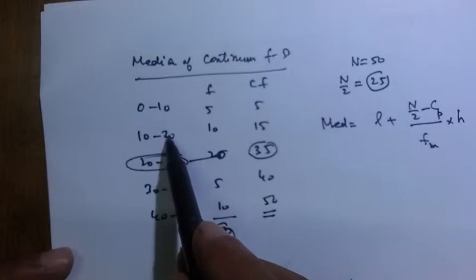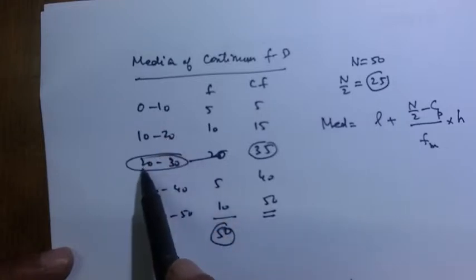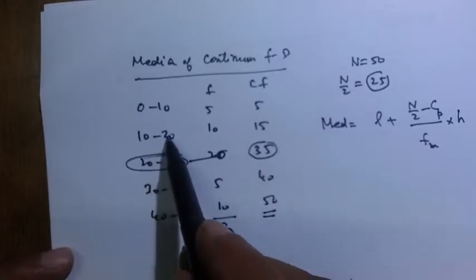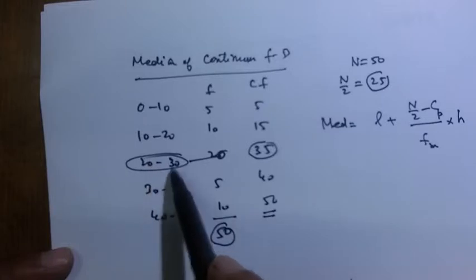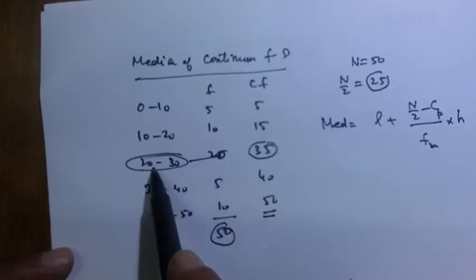If they are not continuous, say 19 here and 20 here, make it 19.5 and 19.5. Remember this, they must be continuous. If they are not continuous, suppose this is 19 and this is 20, discontinuous, then make it continuous by adding 0.5 and 0.5. Here it is continuous, no problem.